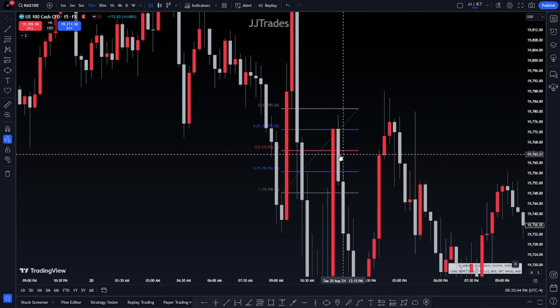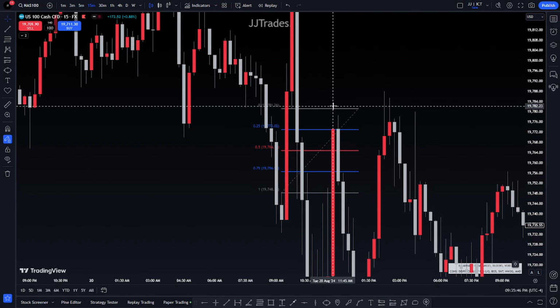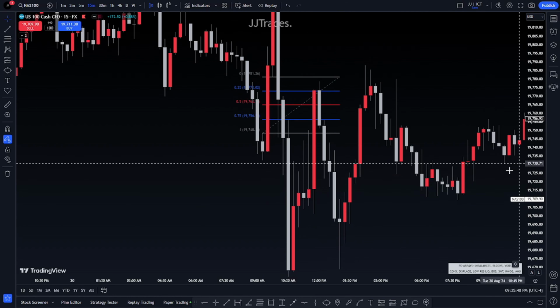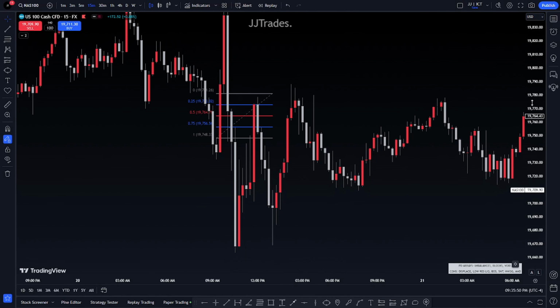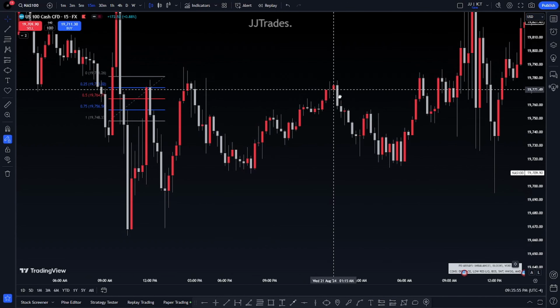Disrespected the consequent encroachment, came to the upper quadrant, and completely just dumped. Simple. Very, very simple. I personally think it's simple. Do you think it's simple? I think so. I don't know about y'all, but I think this is very, very simple.